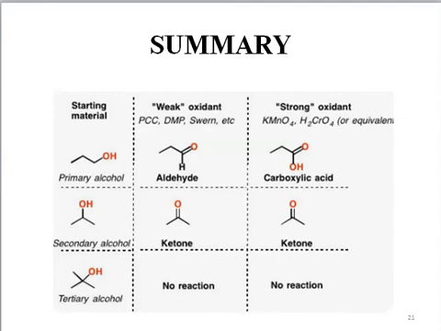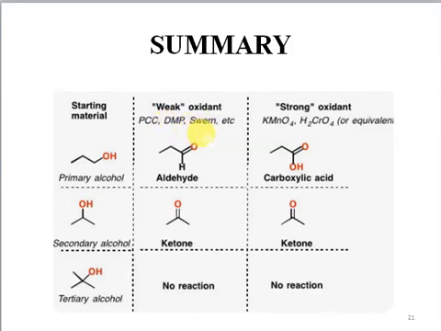Now we can have a summary of the organic and inorganic reagents combined. So if we have a starting material as a primary alcohol, then we must use some weak oxidants. The oxidizing reagents must be weaker, they must be milder. So if you want to convert a primary alcohol into an aldehyde, you must use PCC because it's selective and very mild, or you may use DMP, or you may use Swern oxidation, right?